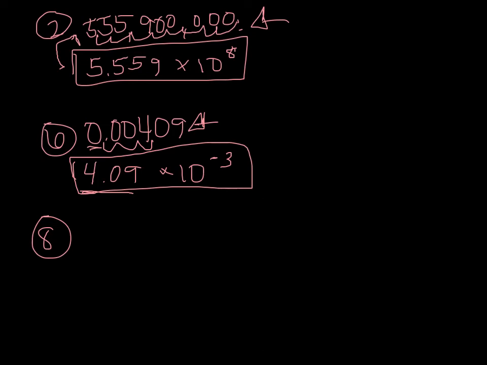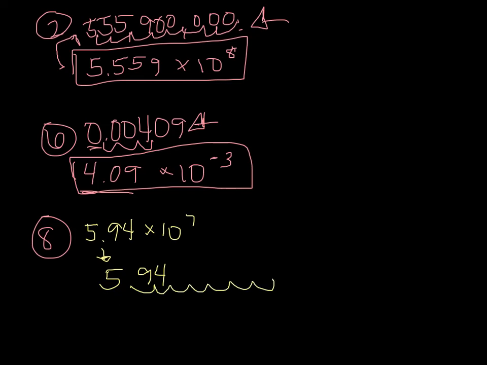So here we have 5 and 94 hundredths times 10 to the 7th power. Okay, so all I have to do is I have to write down my number and move it to the right 7 spots. 1, 2, 3, 4, 5, 6, 7.